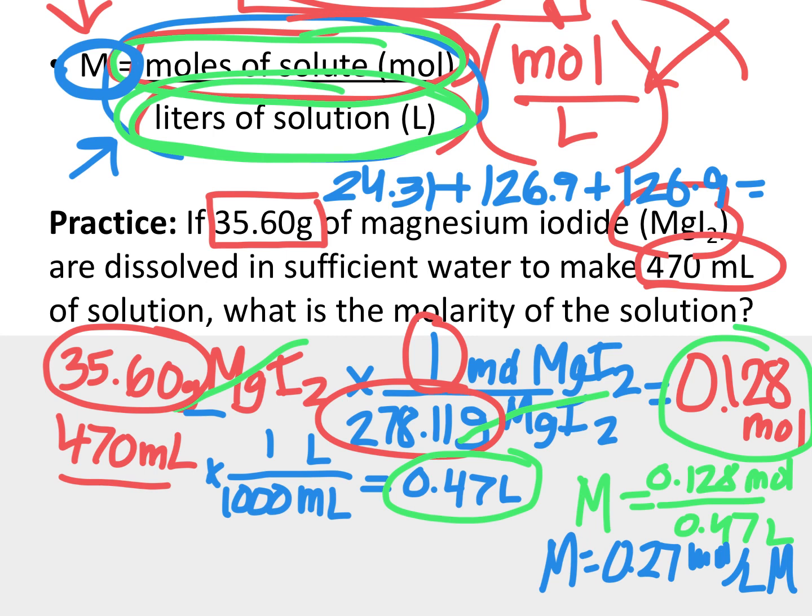A solution that has a higher number in the M means it's more concentrated. It means there's more solute dissolved in the solution. If we have something with a lower number, that's considered less concentrated or more dilute because it has a lower molarity. So the way we would read this out loud is this is a 0.27 molar solution. With more practice, we'll get better and better with that. But at least now you have an example. We're talking about concentrations, and molarity is the first way we're going to calculate it. We have other ones coming up, but we'll stop there for now.